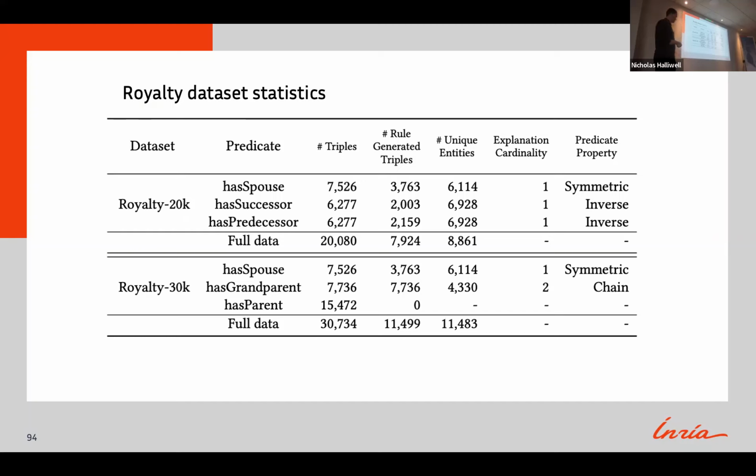This is a table of dataset statistics. We have the Royalty 20K and 30K. Then we have the different predicates that exist in the dataset, the number of triples, number of rule-generated triples, number of unique entities or nodes, and explanation cardinality, which is the number of triples needed to explain that rule. For example, has spouse just requires one triple, whereas you saw has grandparent requires two has parent triples. Lastly, we have the predicate property: for spouse, it's symmetric, so the subject and object are just switched. Inverse means that successor and predecessor explain each other. And grandparent is the chain where it's has parent.